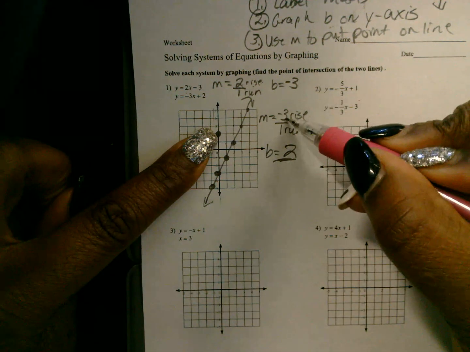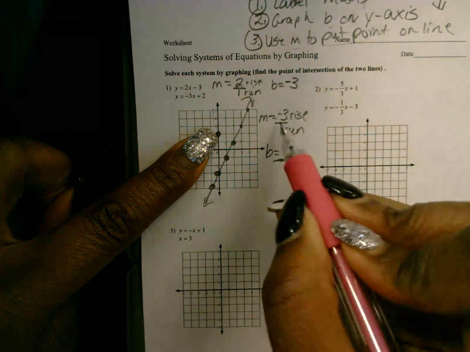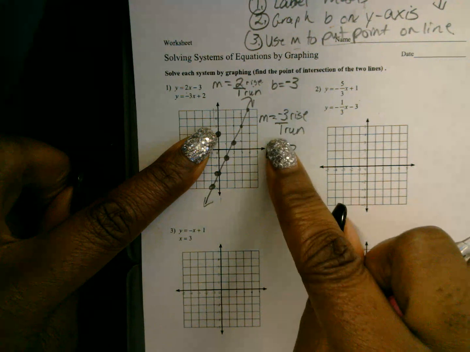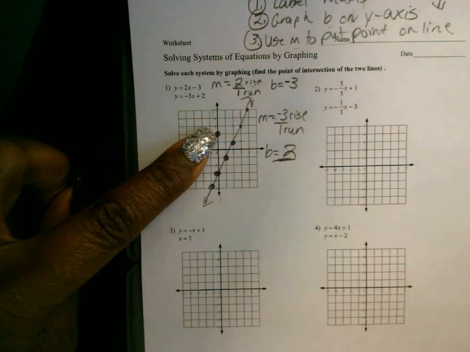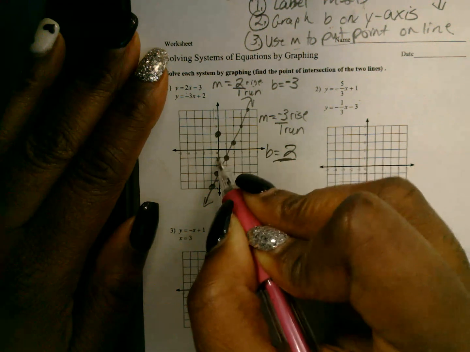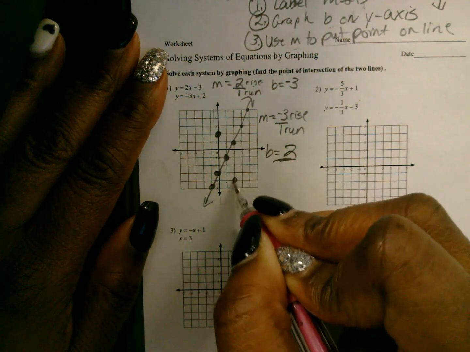Now we're going to use the slope to put points on the line. That's the last step. The slope is -3, so that's down 3. The run is +1, so that's to the right 1. So it's down 3 and to the right 1. 1, 2, 3, right 1.